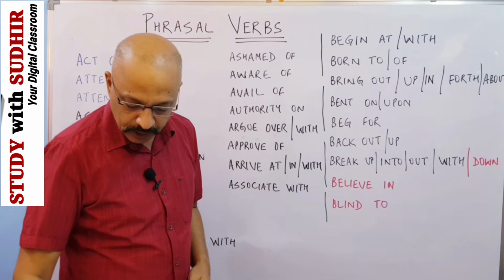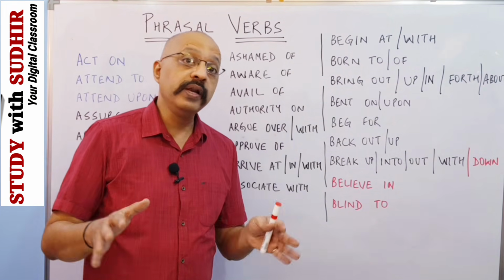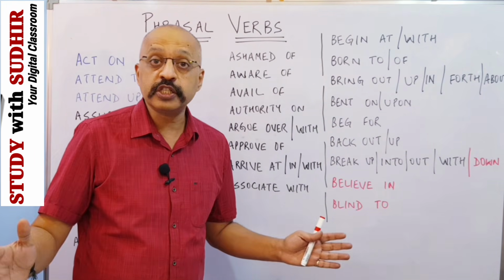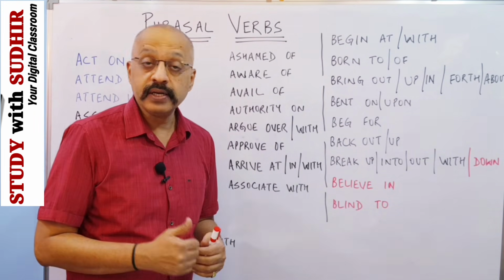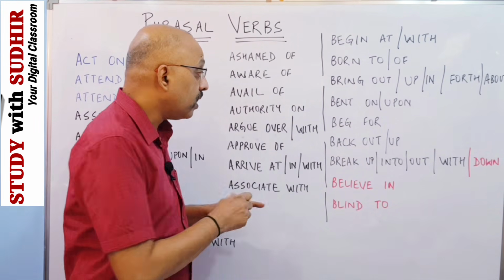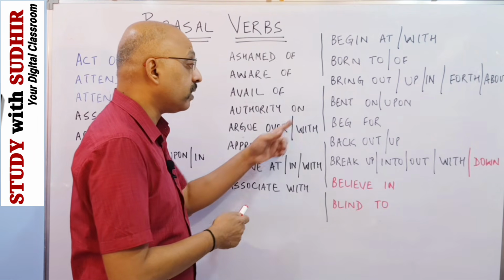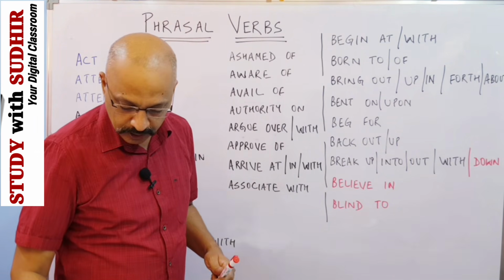Authority on. He's an authority on William Shakespeare, that he knows William Shakespeare so well. So he's an authority on this subject. Please remember this one. Do not make a mistake with authority on.